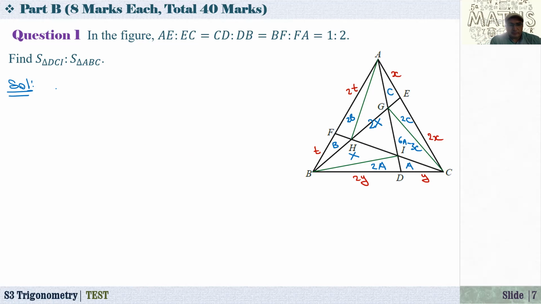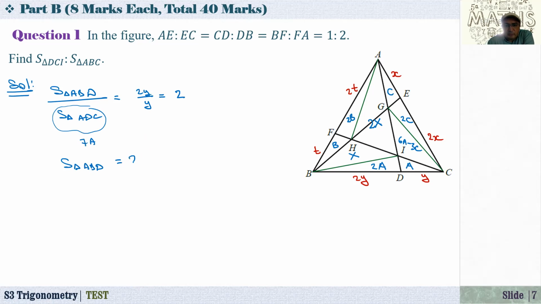Because the area of triangle ABD to the area of triangle ADC, that is equal to, what is it? 2y to y, which means that from here that's equal to 2, right? So that means that since the area of ADC is equal to 7A, because 6A and 3C, right, that's equal to 7A. Now from here, the area of triangle ABD will be equal to 2 times 7A, that's equal to 14A.